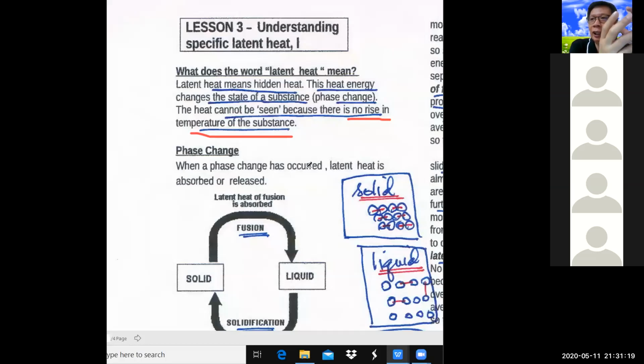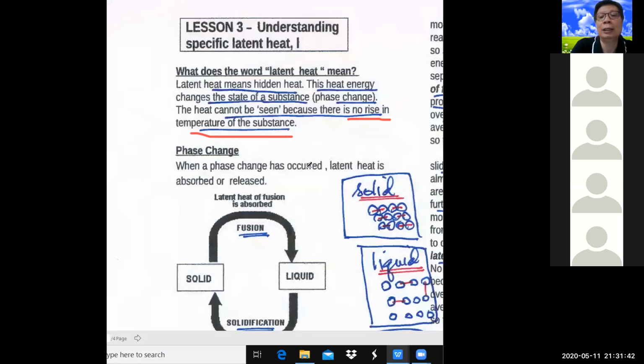Actually it involves heat also, but the heat cannot be seen because there is no change in temperature. When the ice cube at 0 degrees melts to water, the water is also at 0 degrees, because there is no change in the temperature. That's why we say we don't see any heat there when the ice melts to water, right?